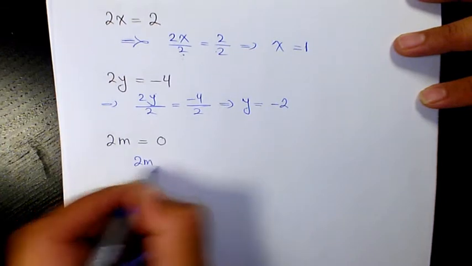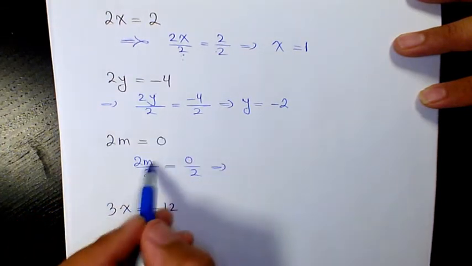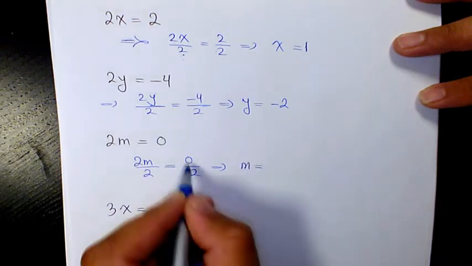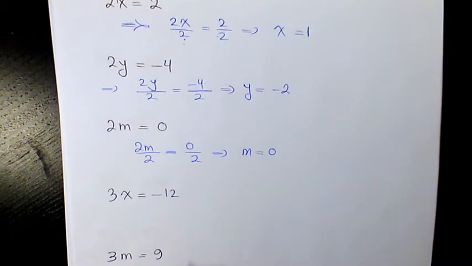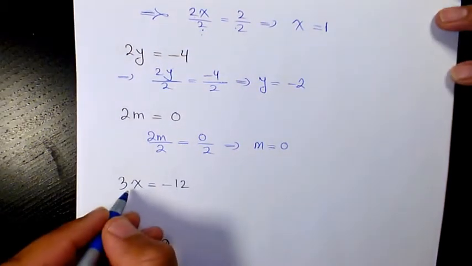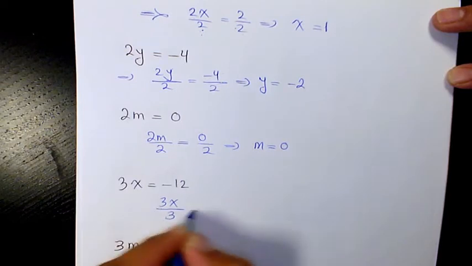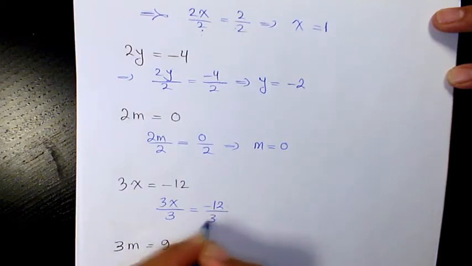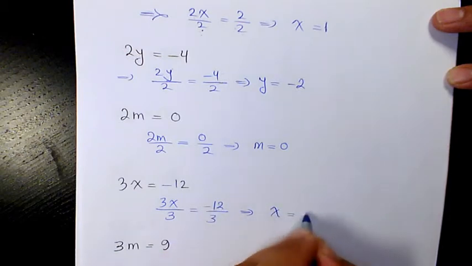2m equals 0. So 2m divided by 2, in order to isolate m, equals 0 divided by 2. 2m divided by 2 is going to be m. 0 divided by 2 is going to be 0. So m is 0. Next example, 3x equals negative 12. So in order to isolate x, I need to divide both sides by 3. So 3x divided by 3 is going to be x. Negative 12 divided by 3 is going to be negative 4.